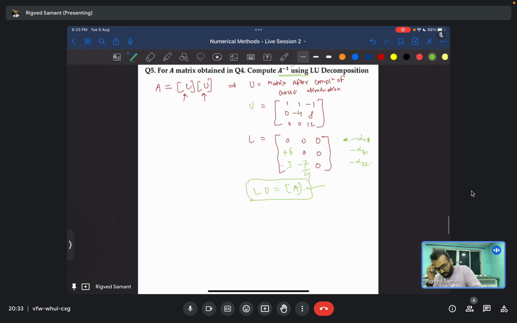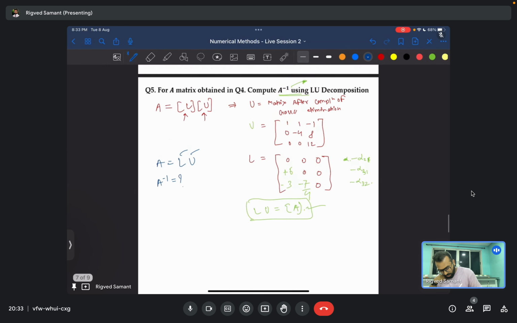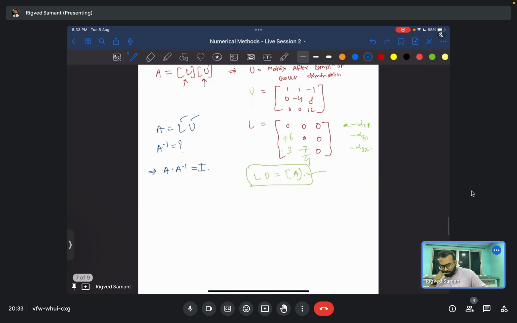Right now you have A that is decomposed into L and U. Now they are asking you to calculate A inverse. A inverse is what? Now we know the identity: A into A inverse is equal to I, right? A into A inverse is equal to I. Let's say we have a system of equations, right? It is A into X is equal to C.